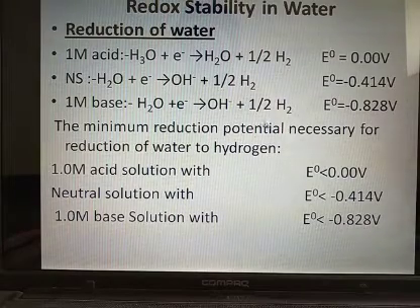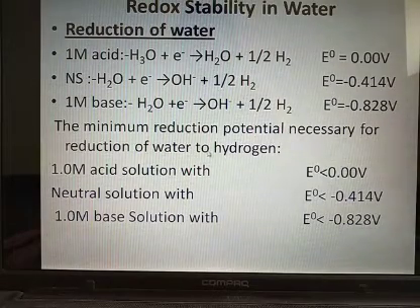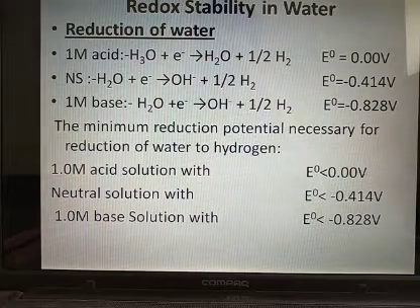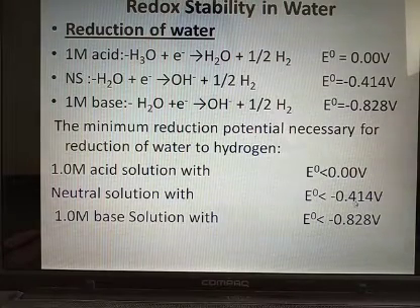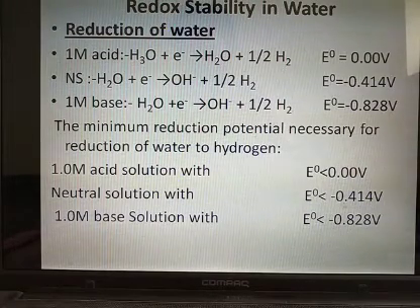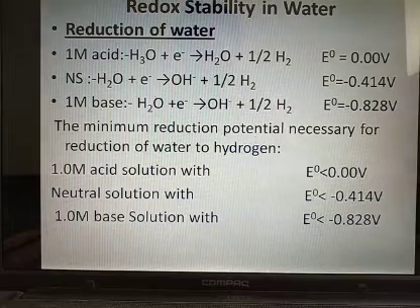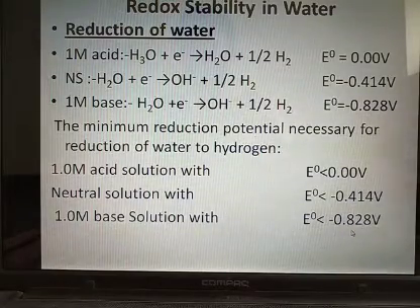So the minimum reduction potential necessary for the reduction of water to hydrogen is 0 in 1 molar acid solution, minus 0.414 in neutral solution, and minus 0.828 volts in 1 molar base solution. The electrode potential must be greater than these values.